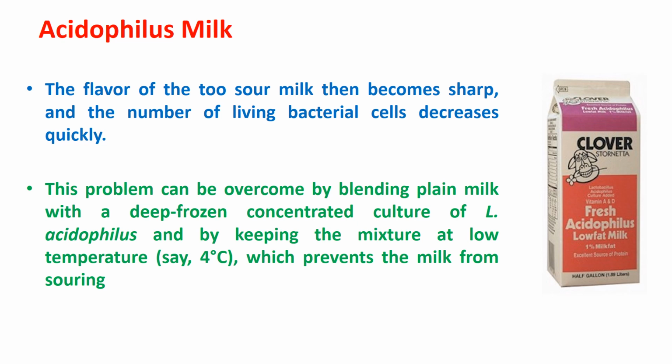Now this problem can be overcome by blending plain milk with a deep frozen concentrated culture of Lactobacillus acidophilus, and by keeping the mixture at low temperature, say around 4 degrees Celsius, which prevents the milk from souring. So this is one of the different aspects of the acidophilus milk.